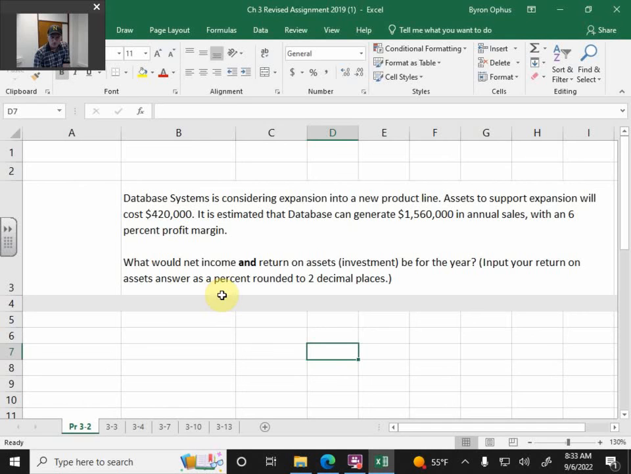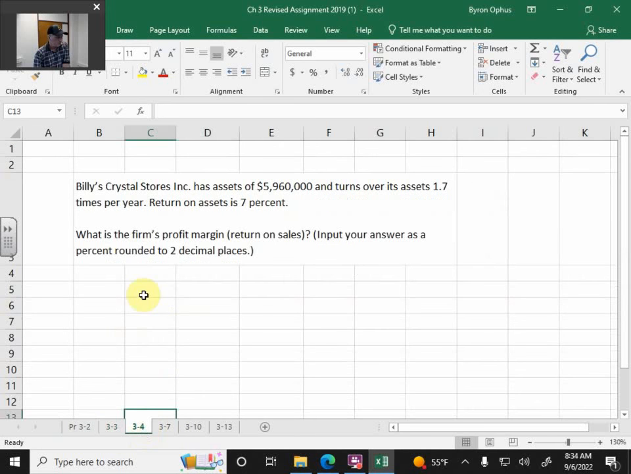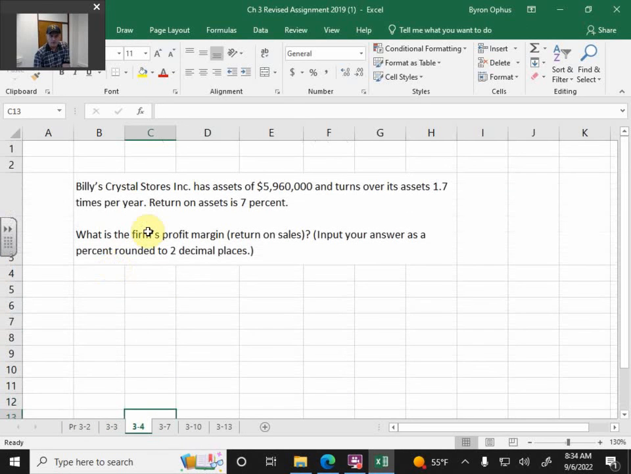Just do your homework using the Excel spreadsheet. So you've got problem 3.2 as the first one here. Okay, problem 3.3, problem 3.4. So you've got all kinds of room right down below it, so you can do your work down there.